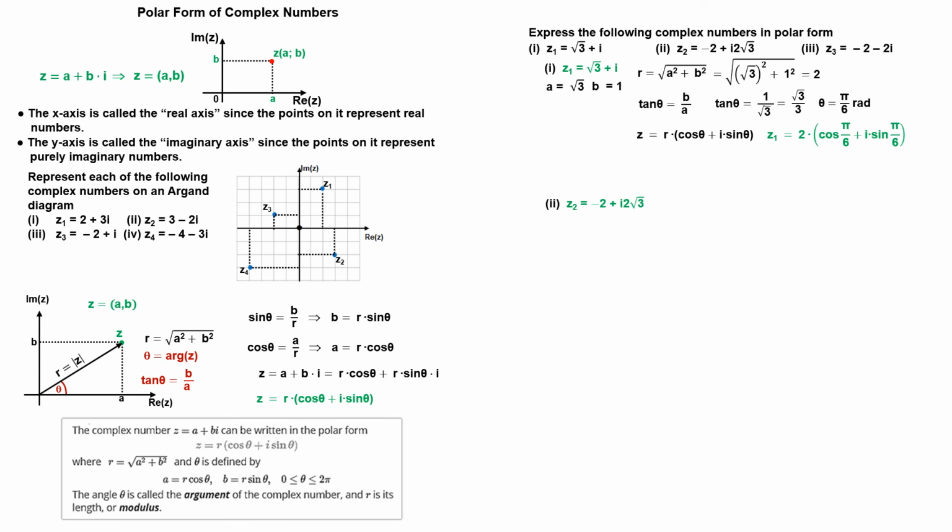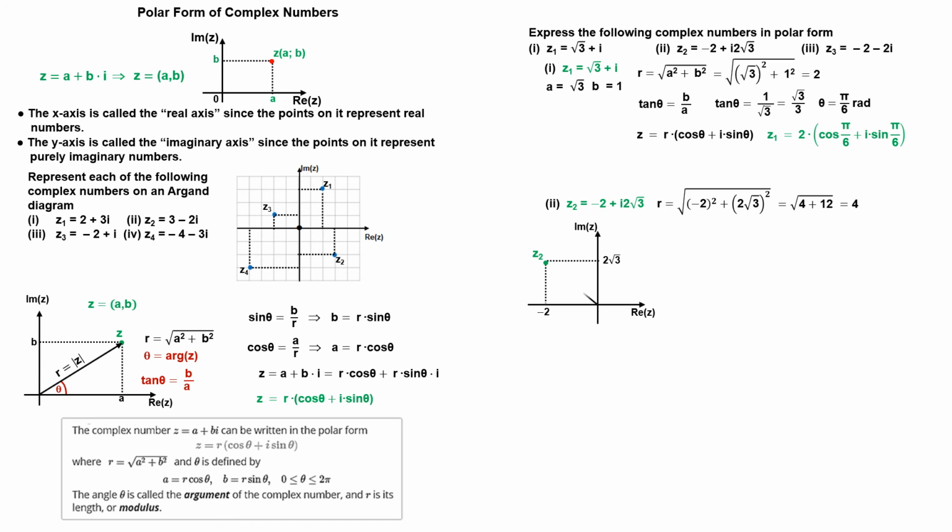We proceed as we did before. Step 1. Find the modulus of complex number z2. The real part is minus 2 and the imaginary part is 2 times the square root of 3. Step 2. Find the argument of complex number z2.